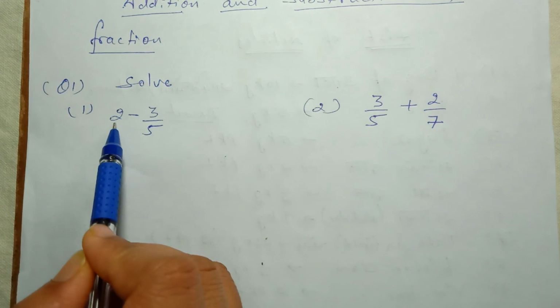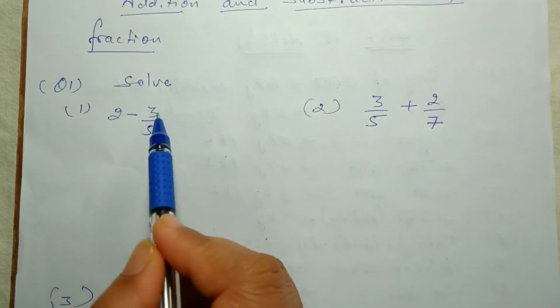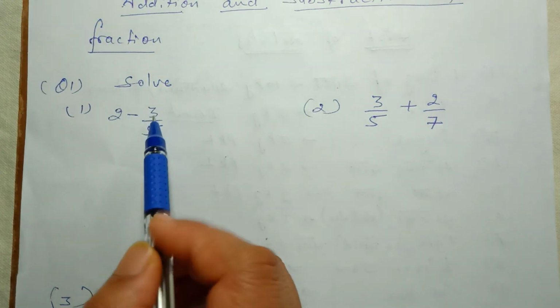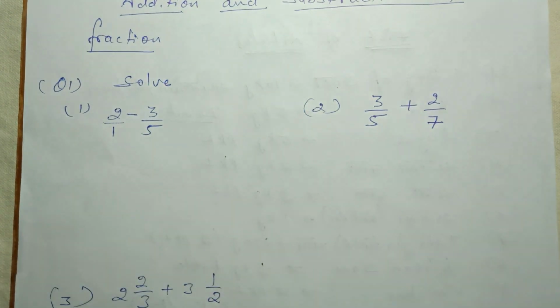2 is a whole number and 3 upon 5. What type of fraction is it? The numerator is smaller than the denominator, so it is a proper fraction. How are we going to solve it? We are going to make their denominators the same by taking the LCM.